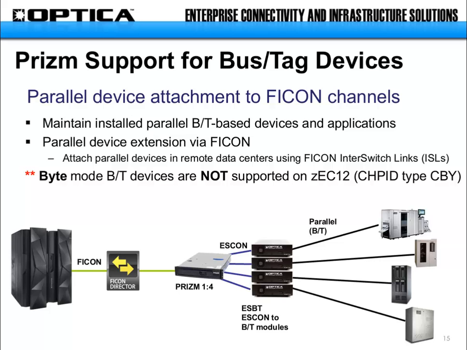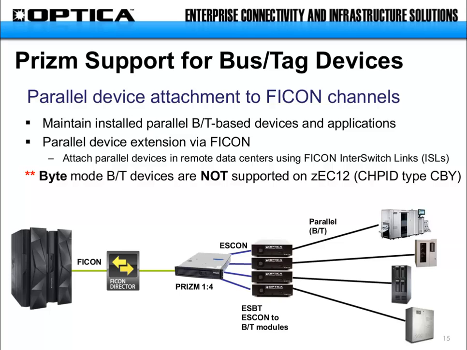Now you may ask, why can't I use my existing ESCON to bus and tag converter? And that's an excellent question. We get it all the time. It would be nice if you could leverage that existing converter. However, if you're moving those bus and tag devices forward to the System Z, EC12 or BC12, you have to invest in Prism, and you also need what we call our ESBT module.